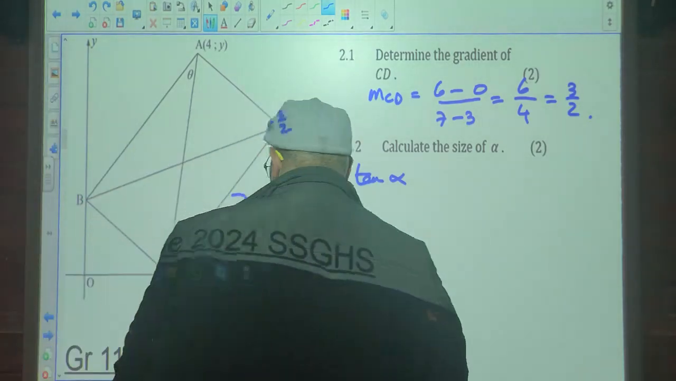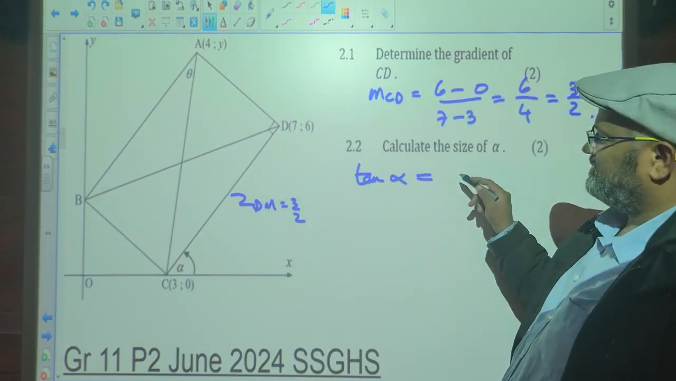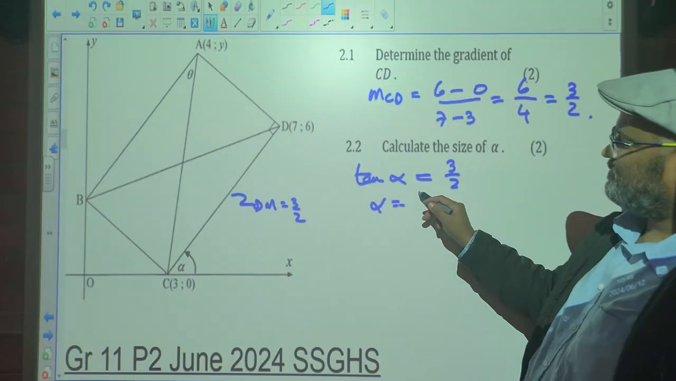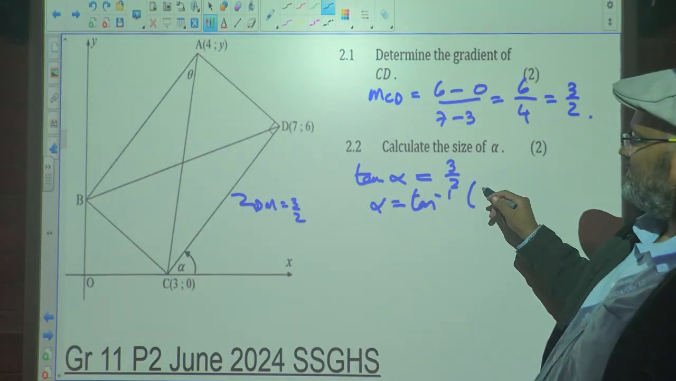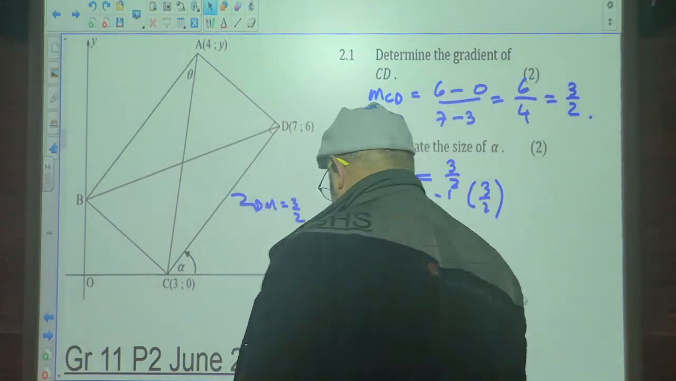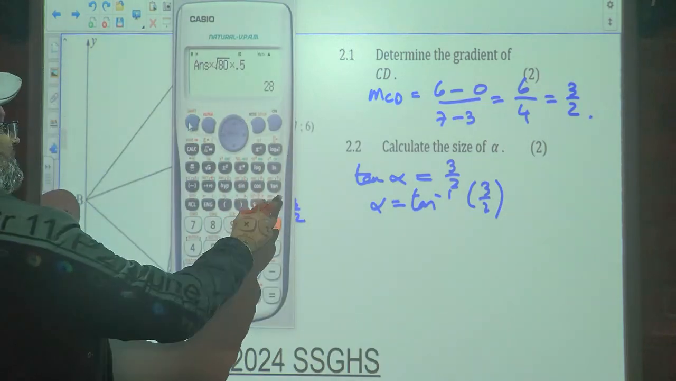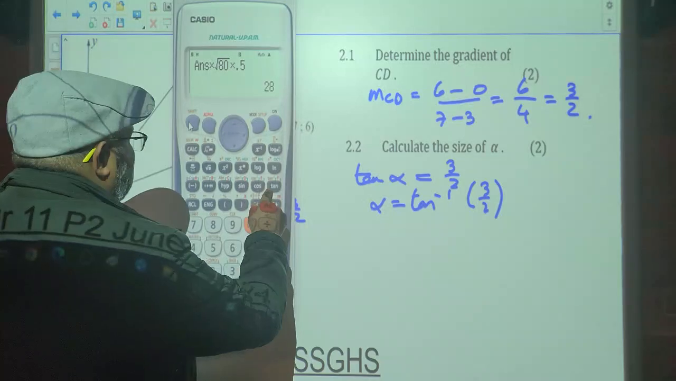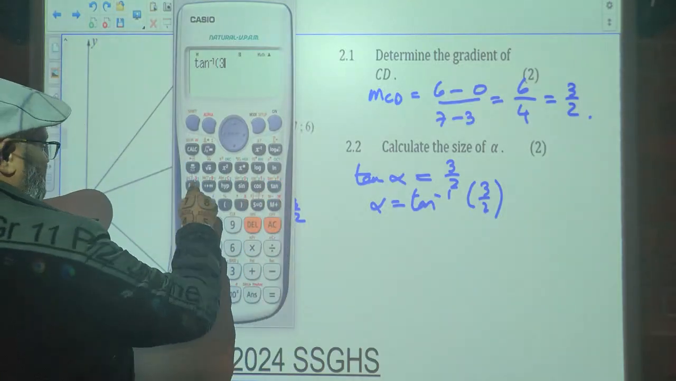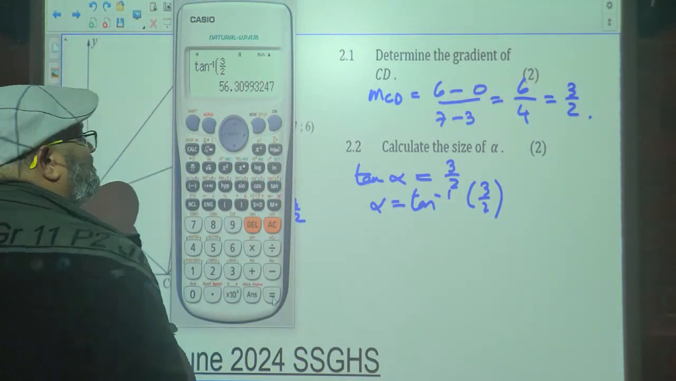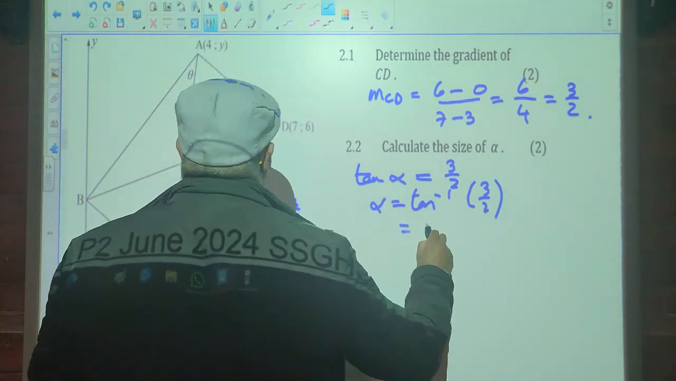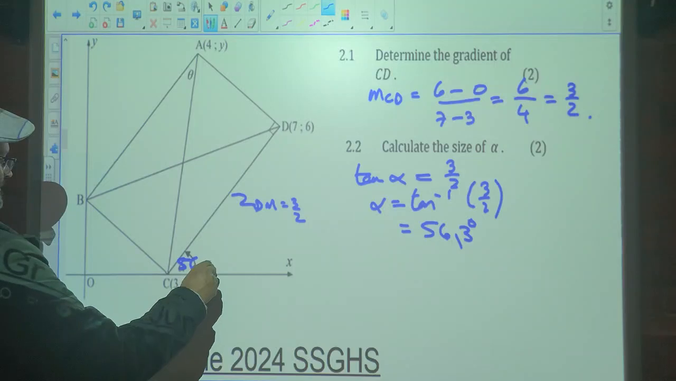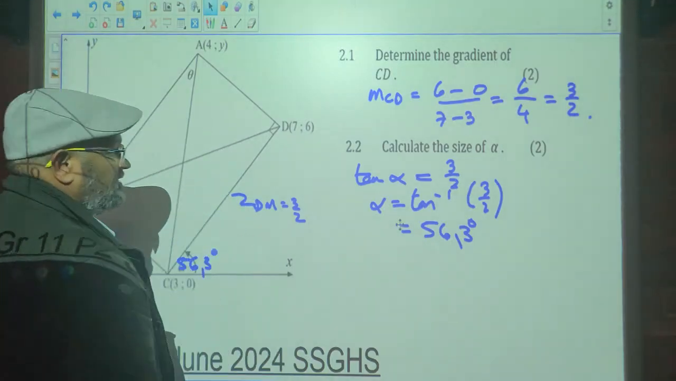Okay. When you take your question, when you're confused and stuff like that. Okay. So we got alpha is equal to arctan or shift tan of 3 over 2. And acute angles lie between what? 0 and 90. So it's 3 over 2, which is 56.3 degrees. Okay. Next question.